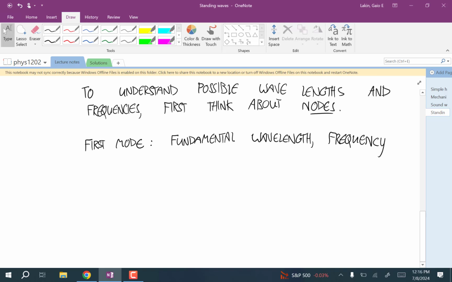Okay, so what's the biggest wave that can exist on this string? And this string has a length of L. Well, we know that the points at the left and the right endpoints are fixed. Those have to be nodes. So the biggest wave you can fit in here has an envelope like this. You can think of it as oscillating between a sine function and a negative sine function.